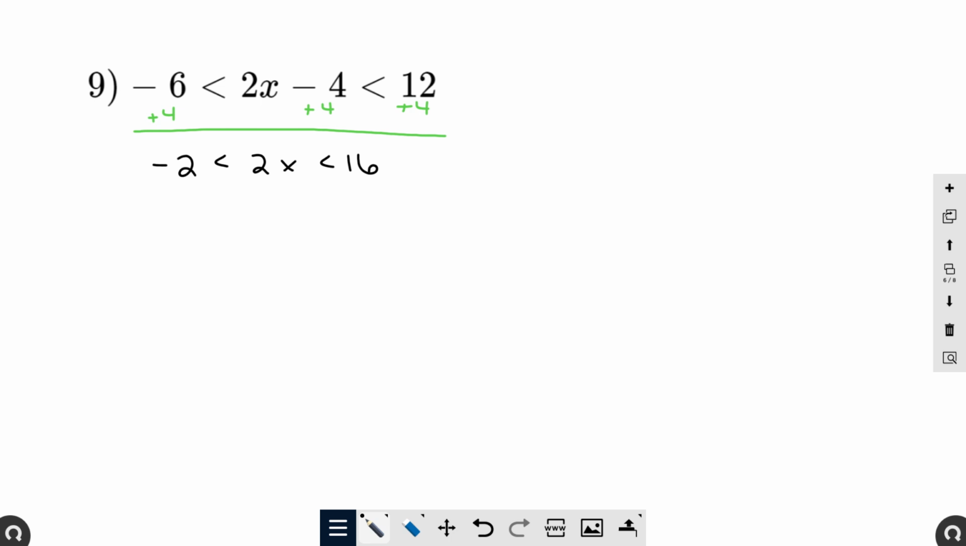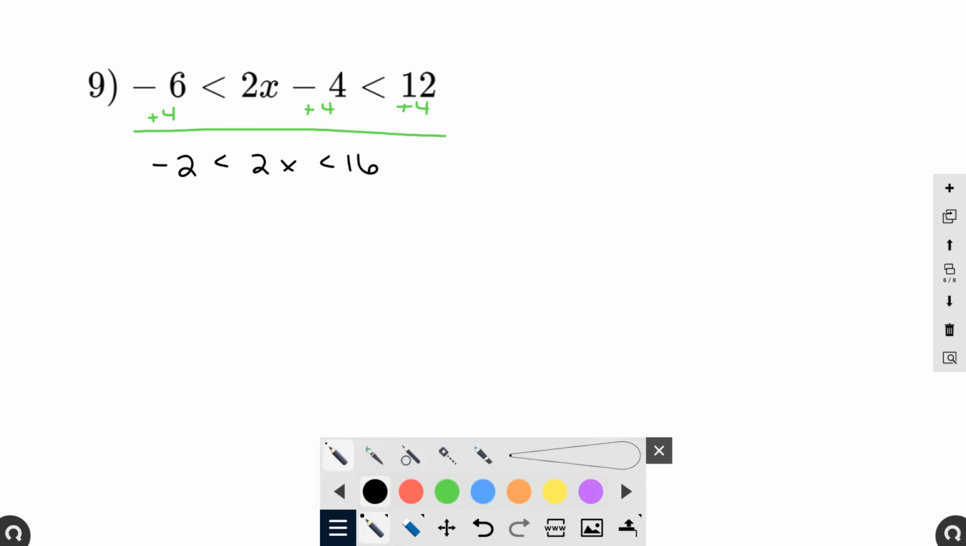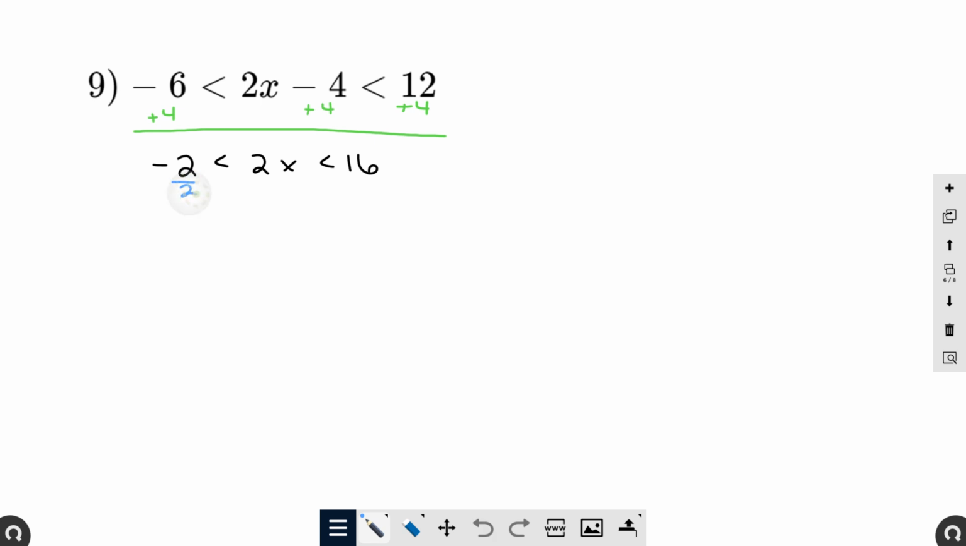So we get negative 2 is less than 2x, which is less than 16. Now, last step, get x by itself, we would divide by 2. Now we're dividing by a positive, so we don't change any signs, but if that was a negative, we would have to flip our signs. So we end up with negative 1 is less than x, which is less than 8.